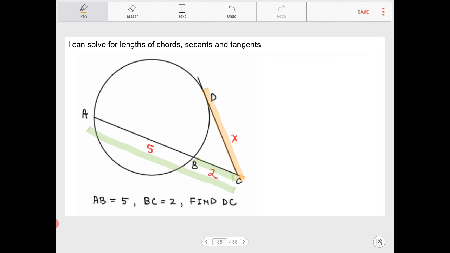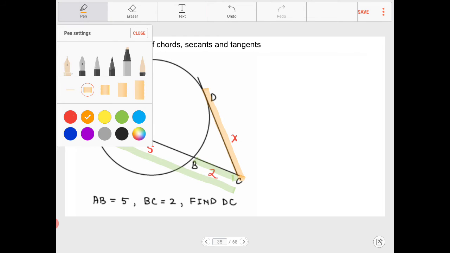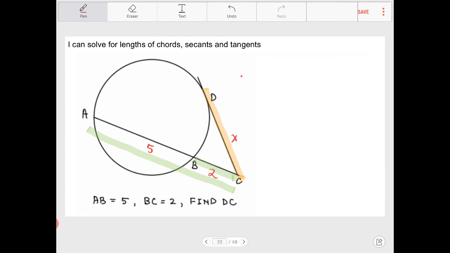So what can we do then to figure this out? Well, that's just x squared is equal to 2 times 5. Actually, no, 2 times 7. Where did I get 7? Because it's 5 plus 2. So x squared will equal 14, or x is equal to square root of 14, and that cannot be reduced any further.